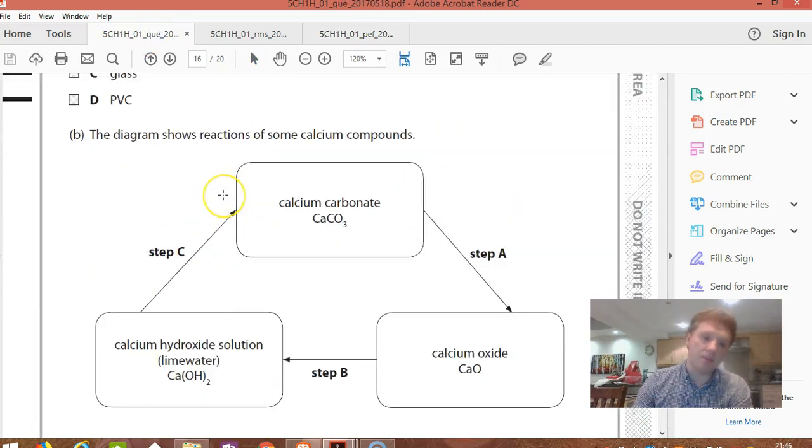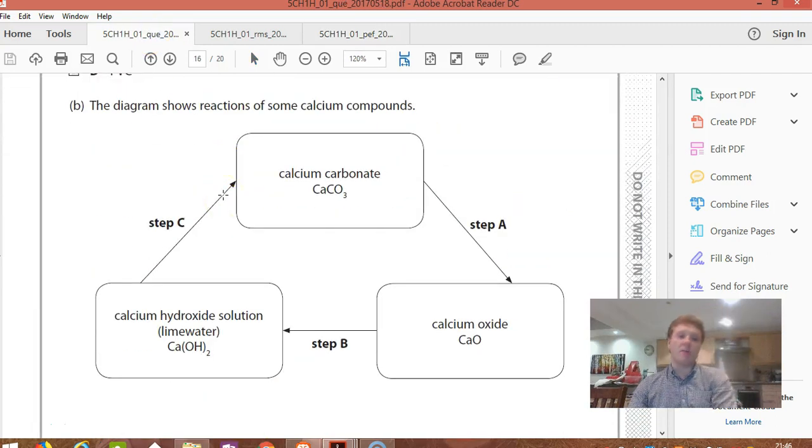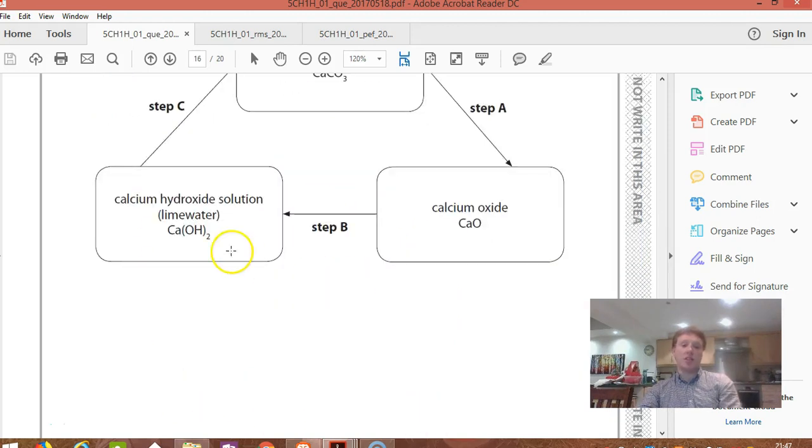Question B. The diagram shows reactions of calcium compounds. So you have calcium carbonate, CaCO3. If you do step A, you make calcium oxide, CaO. If you do step B, the calcium oxide turns into calcium hydroxide solution, lime water, Ca(OH)2. And if you do step C, the lime water turns back into calcium carbonate. So it's a cycle.